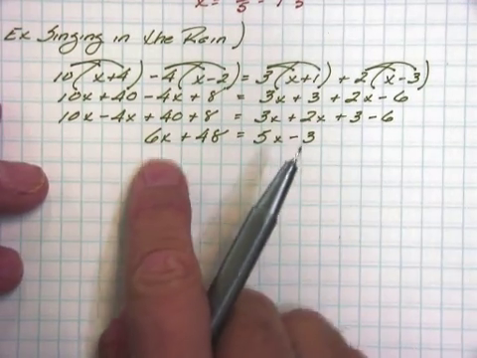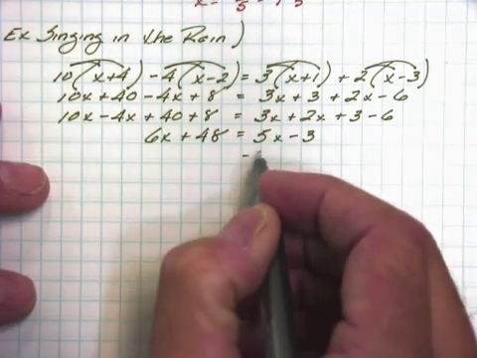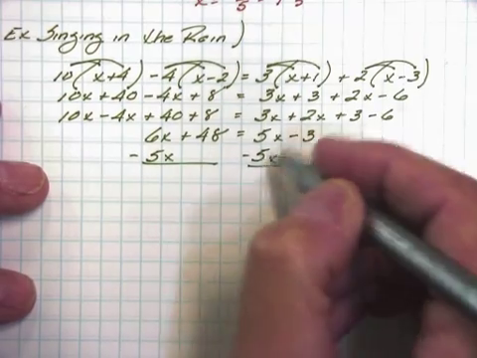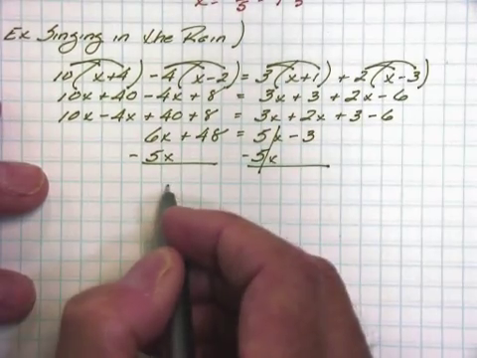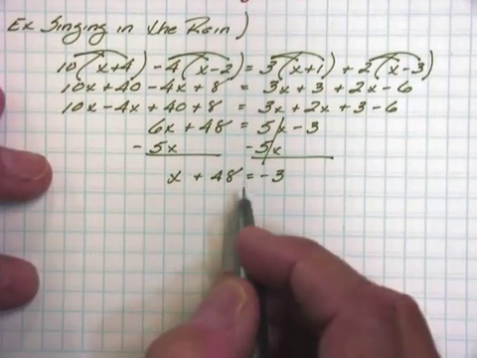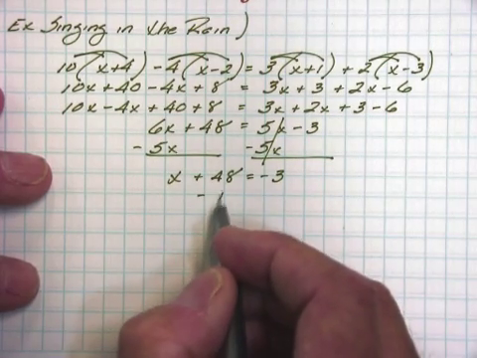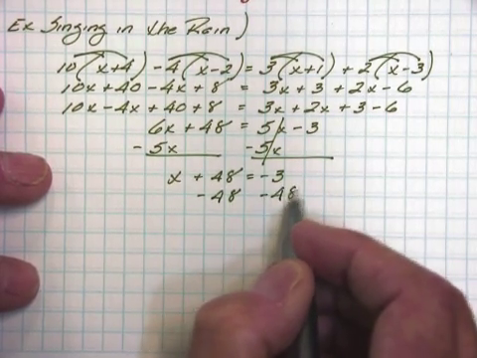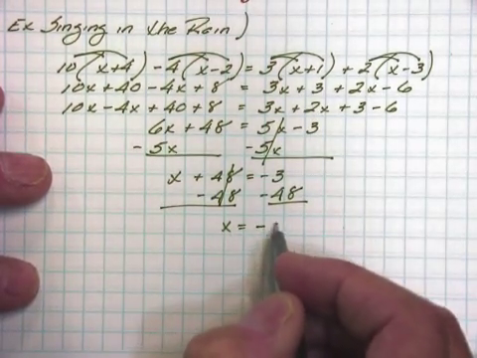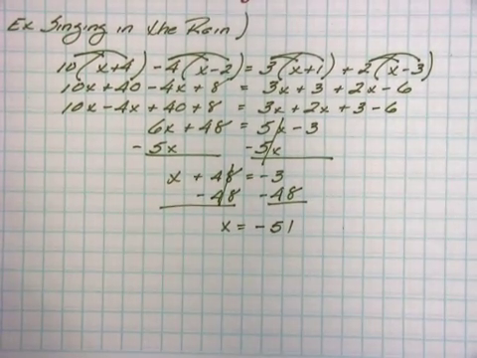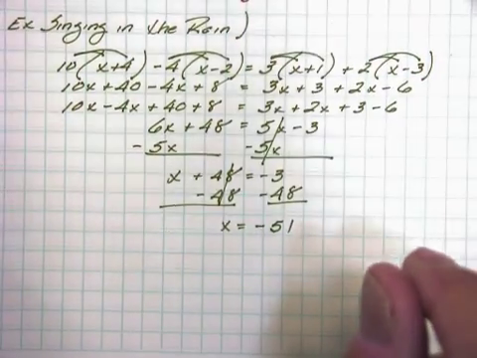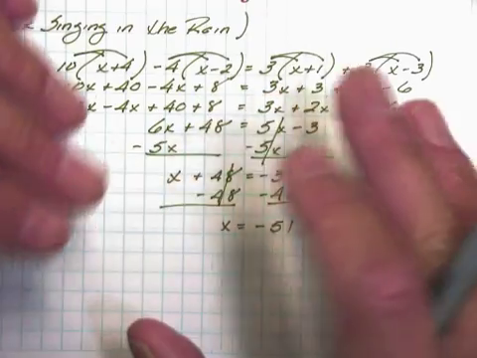Okay, now this looks a lot like the problems that we had up here. So, for my way of thinking, I'm going to subtract 5x from both sides, because that's going to leave me a positive x over here. The 5x and the negative 5x cancel each other out. We have a single x plus 48 equals negative 3. Now I can move the 48 by subtracting 48 from both sides. Positive 48 and negative 48 cancel, and we have x equals negative 51. So there's my solution on that one.